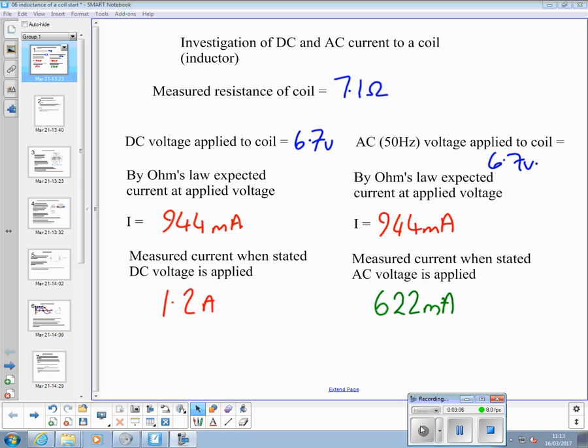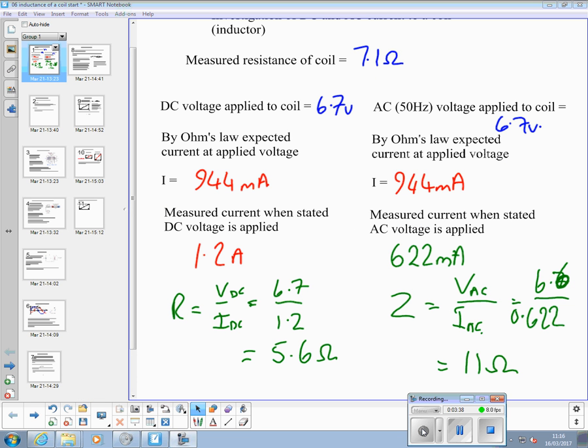Last thing I want you to do is, using the voltages applied and these currents, work out the DC resistance and the effective AC resistance. Anyone remember what AC resistance is really called? Impedance, measured in ohms. Okay? So, using those figures, work out what the DC resistance is and what the AC impedance is. The remainder of the lesson is around the theory of what causes that to happen.